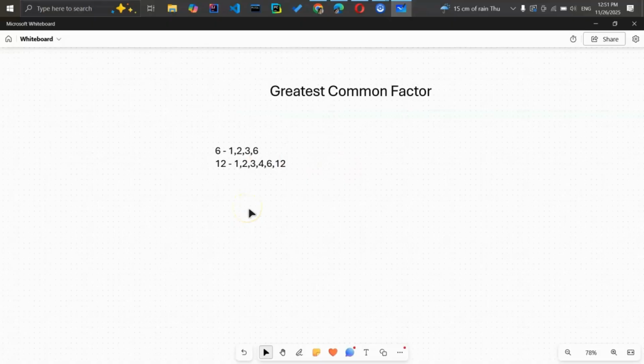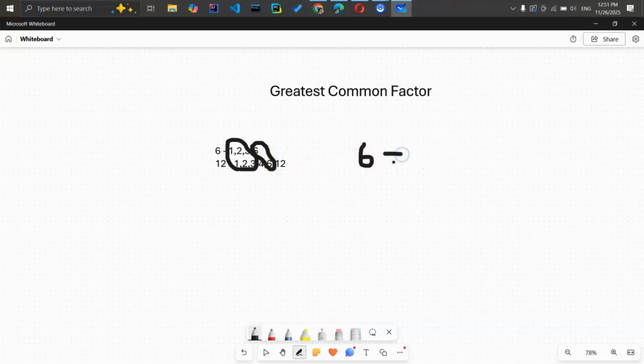Then what are the common factors? 1, 2, 3 are common. 6 is another common factor of 6 and 12, right? What is the greatest factor? The greatest factor is 6, right? Therefore, GCD equals 6, right?